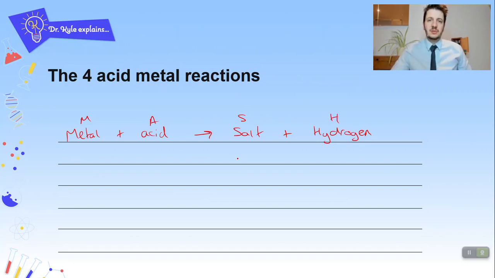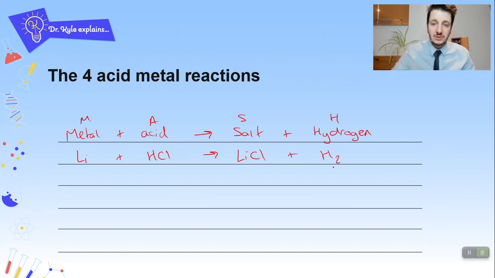Okay, and so an example that we could use here is let's take lithium. We react it with an acid, so let's react it with HCl. That's going to make our salt, so this one's going to be lithium chloride, and then we'd have hydrogen gas. So what you would physically see, you would see hydrogen gas forming, you'd see some fizzing. Then just quickly going to balance that up, so you'd put a 2 there, a 2 there, and a 2 there. So that's the first metal acid reaction you need to know about.